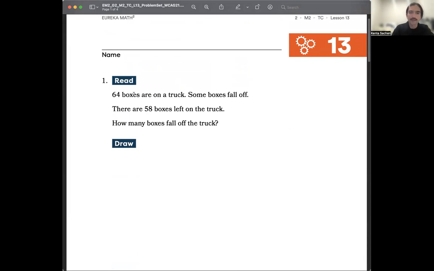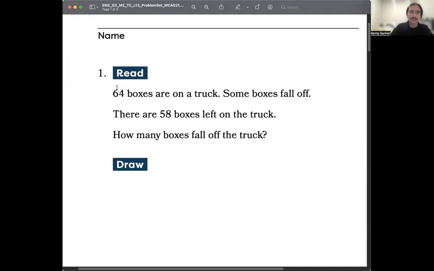All right. Let's read this problem. It says 64 boxes are on a truck. Some boxes fall off. Oh no. There are 58 boxes left on the truck. That means they're still on the truck. They didn't fall off. How many boxes fall off the truck? Read that one more time. 64 boxes are on a truck. Some boxes fall off. There are 58 boxes left on the truck. How many boxes fall off the truck?